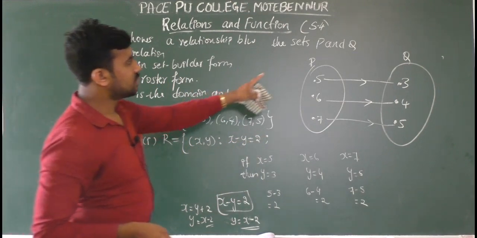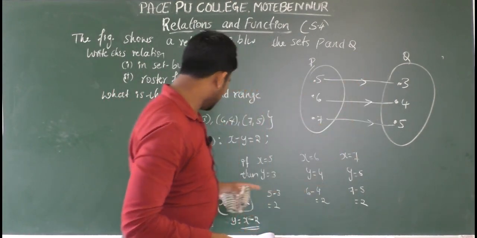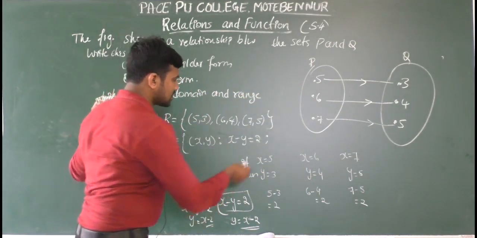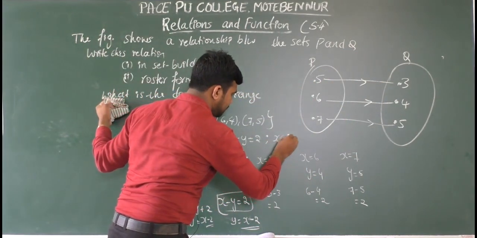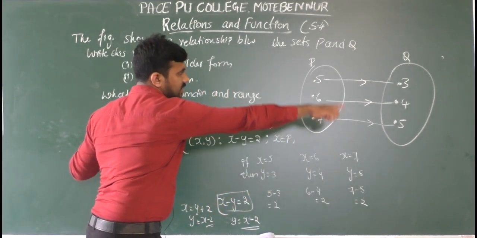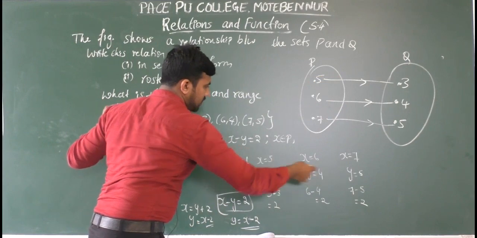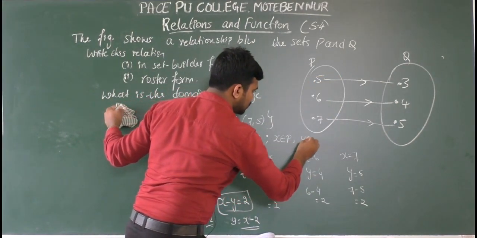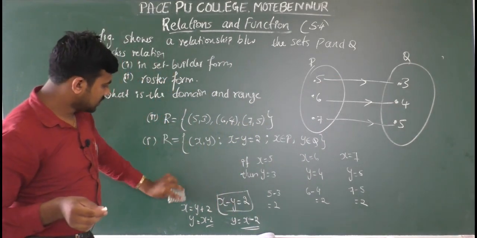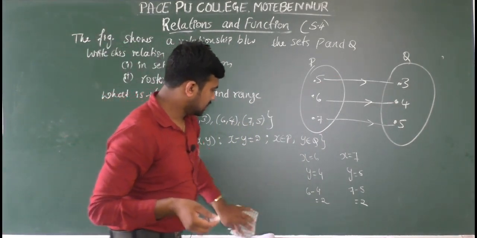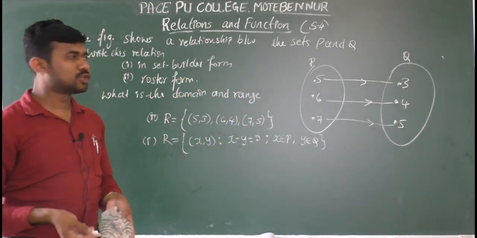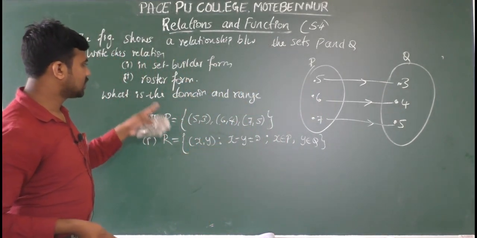Here how many sets you have? Two sets, P and Q. X is the element of the first set, right? So we have to write x belongs to P, comma, y is the element of the second set, 3 4 5. So we have to write y belongs to Q. So it's over. So how to write the relation in set builder form and how to write it in roster form, that we studied here.